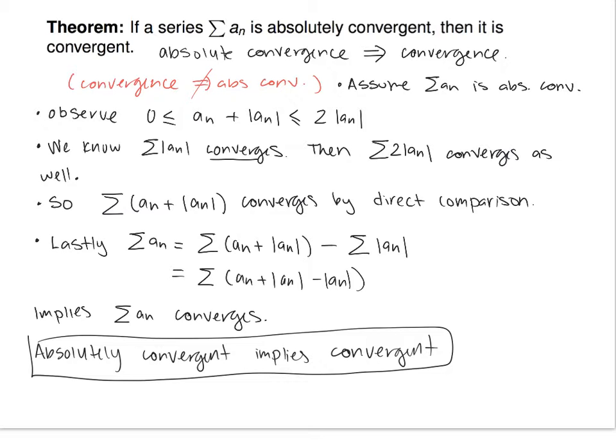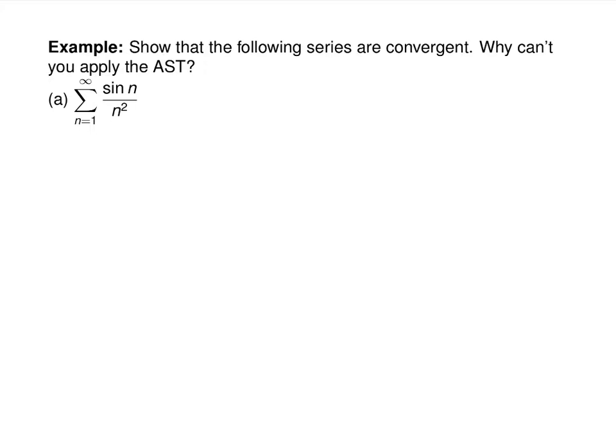Okay. So in the interest of time, I think I'll do example 2A and just skip B because 2B is pretty similar and you can look at the notes online. So, show these series are convergent. Why can't you apply the AST? What's wrong with this one? Yeah, the terms don't alternate anymore because sine of n doesn't flip-flop in a consistent -1, +1 pattern. And so the terms are not alternating.